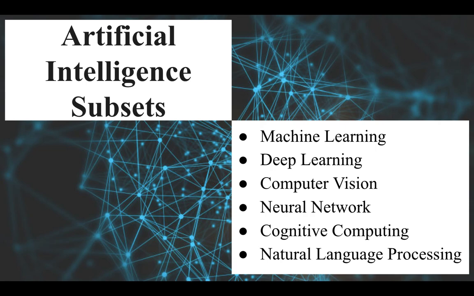Next, we have deep learning. Learning by example comes naturally to us humans, but a computer doesn't understand what learning is. Deep learning is a machine learning subfield. Deep learning algorithms teach computers how to learn by example. One of the most popular applications of deep learning is self driving vehicles.